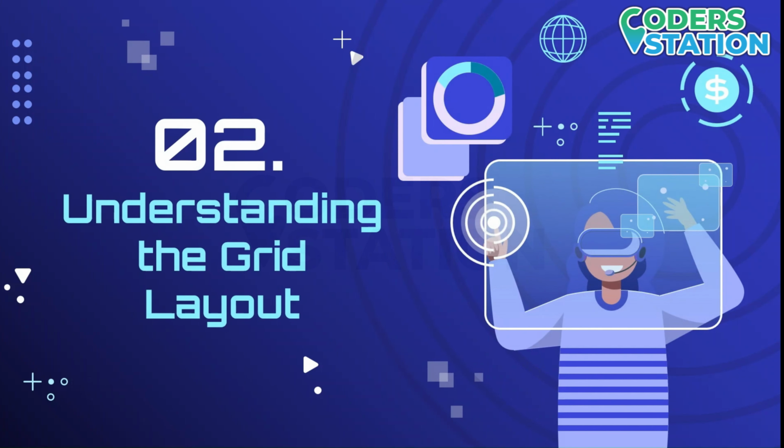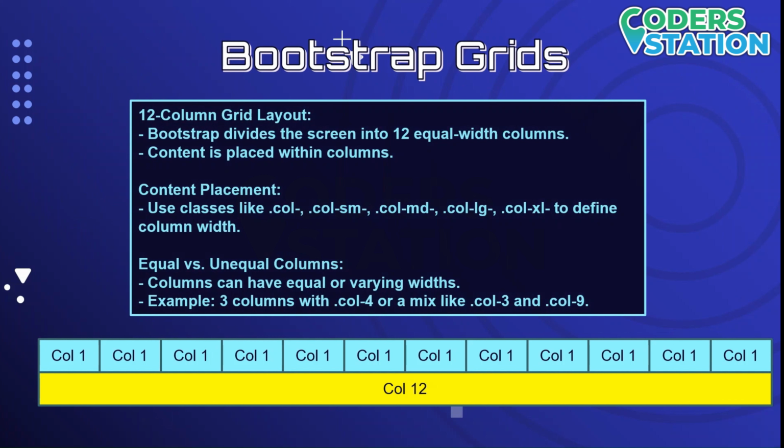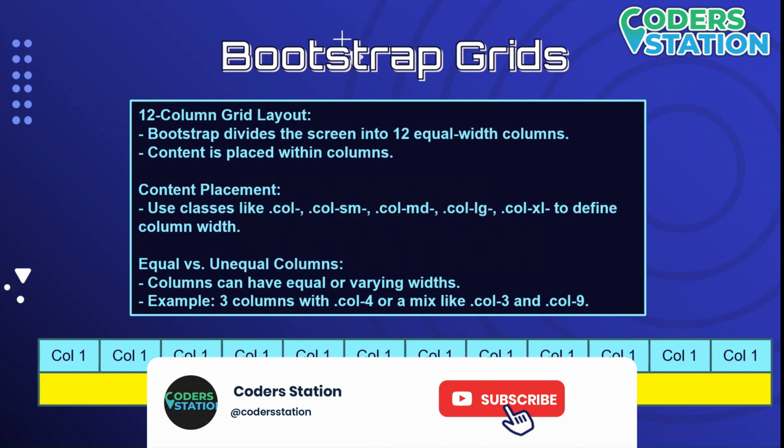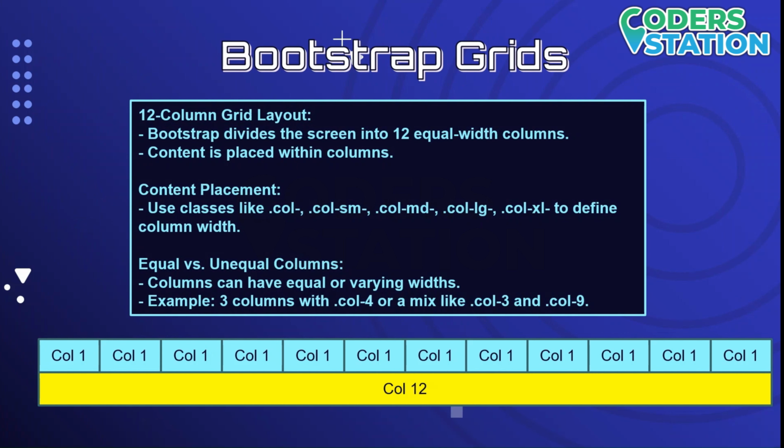So next, we are going to see about understanding our grid layout. Bootstrap's grid system is highly flexible. You can use classes like .col-sm, that is small, for small screens, or .col-md, which is medium, for medium screens. These classes automatically adjust the width of the columns based on the screen size. For example, on a smaller screen, your 3-column layout might stack vertically instead of side by side to improve readability.